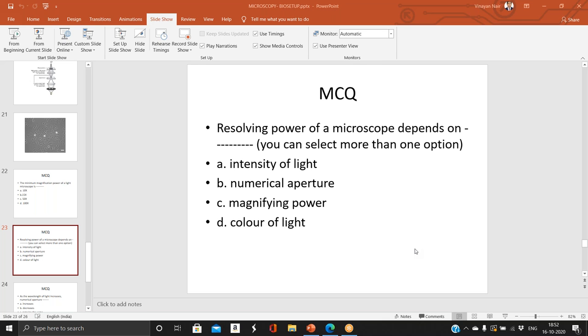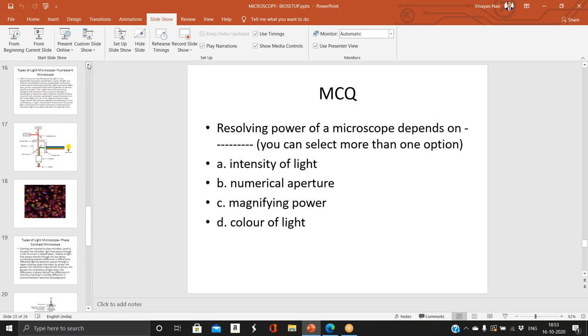So let me explain. Your question was resolving power of a microscope depends on dash. You can select more than one option. I did not tell you to select more than one option. I wrote there, you can select more than one option if you want. If you feel more than one option is right, you can select it. Because I told you like that, you selected more than one. Some of you selected A, B, D. Some of you selected A and B. Now, let me go to the slide where the answer is.